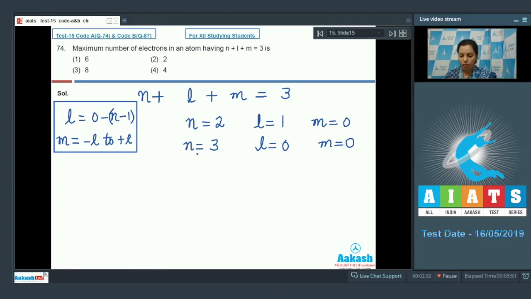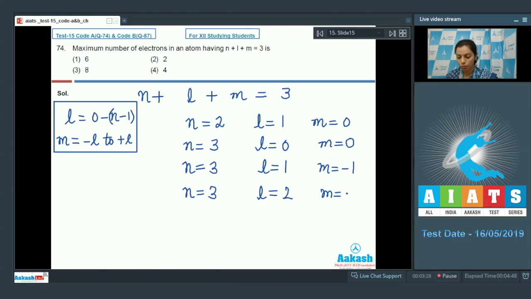And it is possible because l value depends on n and that is equal to 0 to n minus 1. Similarly, m value is from minus l to plus l, then 0 is definitely there, and on that basis this sum will become 3. After that, if n is 3, l value can be 1, but this will give you the sum 4, but you don't need 4, you need 3. So if m value is minus 1, then definitely the sum will become again 3. Similarly, if n value is 3, then l value can also be 2.